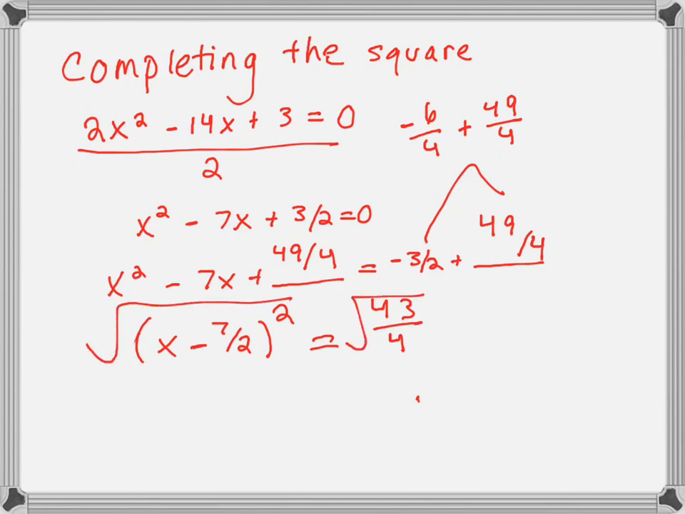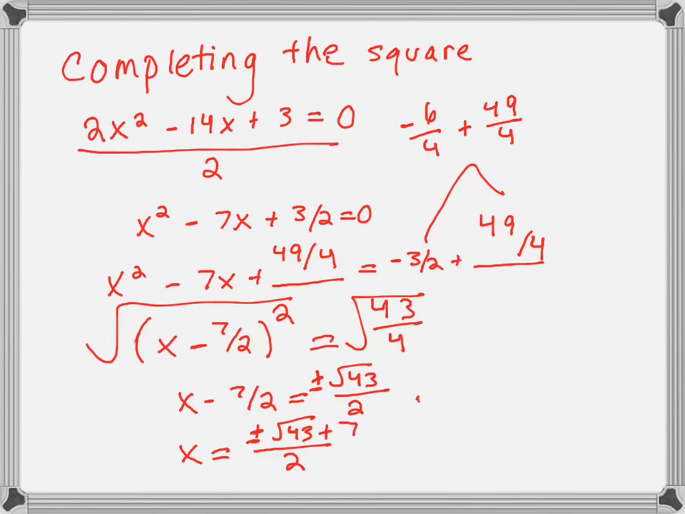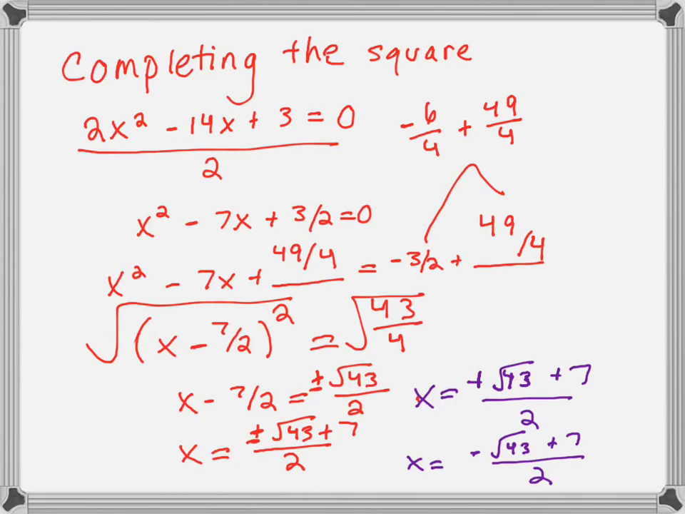So now when we square root both sides, we get x minus 7 halves equals plus or minus root 43, never forget that, over 2. And then we add to the other side, we get x equals 7 halves plus or minus root 43 over 2. And then because the 7 halves has a similar denominator, we're just going to add 7 right on here. So our two solutions are going to be x equals positive root 43 plus 7 over 2, and x equals negative root 43 plus 7 over 2. So that's it for completing the square.